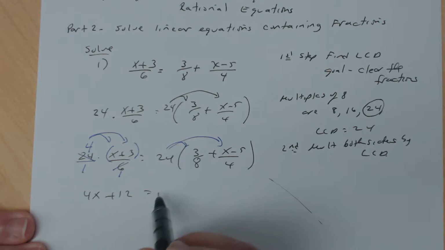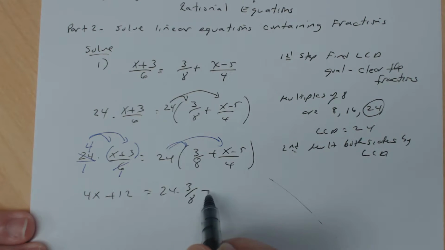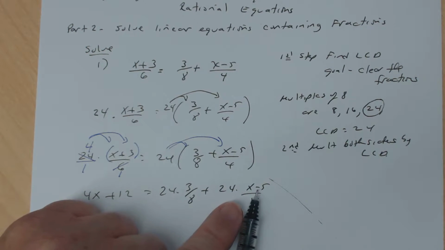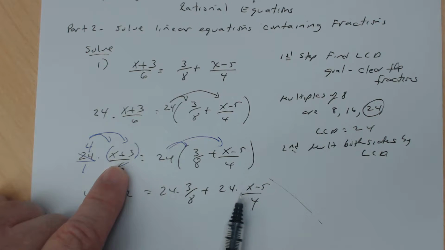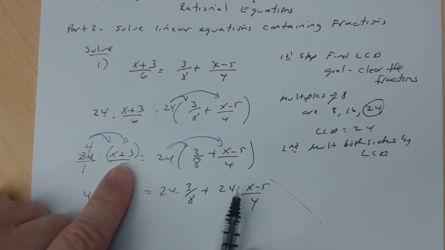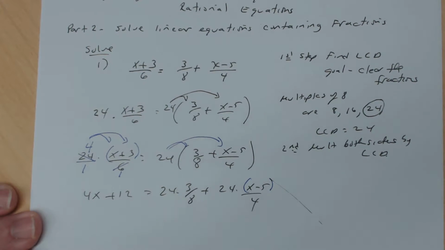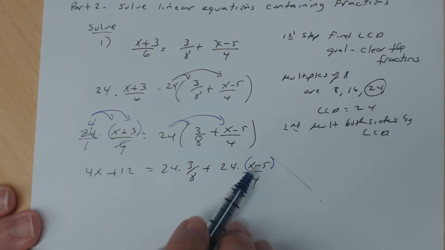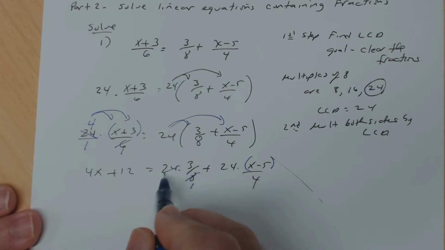Okay, equal. Over here, you're going to say 24 times 3/8 plus 24 times (x minus 5) over 4. Now, you see this one right here? That's the same thing as this. So if you're not careful, when you reduce and you say 4 and 4 is 1, 4 and 24 is 6, you're going to say 6x minus 5. And we just saw that this is not going to be 6x minus 5. So you need to put this in parentheses. Now this, notice I didn't put this in parentheses, it's just one term. This one had more than one term. All right. Now let's reduce. 8 and 8 is 1. 8 and 24 is 3.